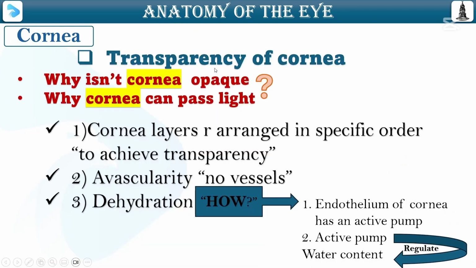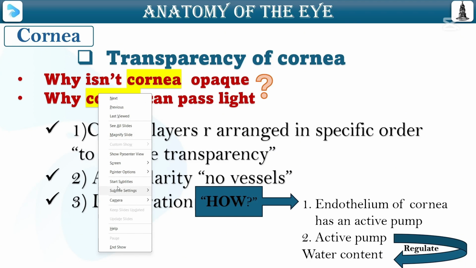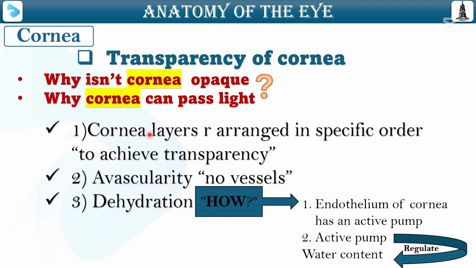All right, so the transparency of the cornea. Why isn't the cornea opaque? Why can the cornea pass the light? 3 reasons, as we said. The first thing is that the cornea layers are arranged in a very specific order to achieve transparency. Avascularity, which is no vessels, no blood. Dehydration means no water. How do we achieve the dehydration state? The endothelium of the cornea has an active pump. That active pump regulates the water content.